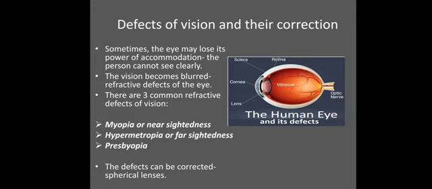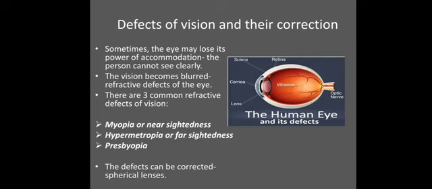Sometimes the eye may gradually lose its power of accommodation. Now what is accommodation? The power of accommodation, we learned it earlier. The ability of the eye lens to adjust its focal length is called accommodation. In such conditions, the person cannot see objects clearly or comfortably. The vision becomes blurred due to the refractive defects of the eye.